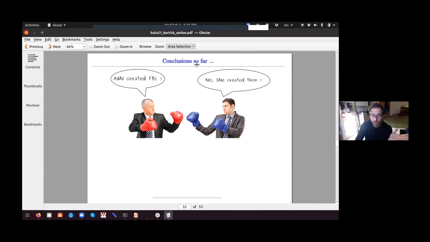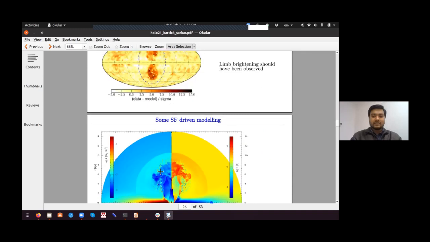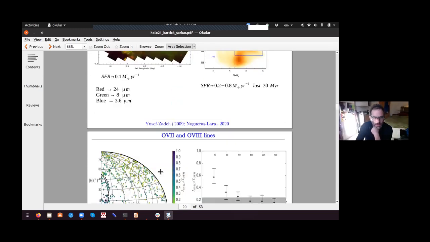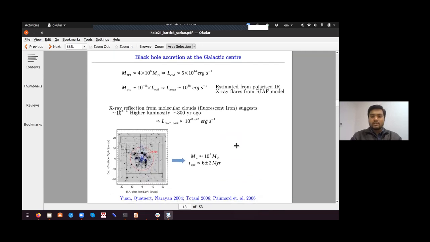I have a question. So you said there's a 300-year time scale based on X-ray echoes off the molecular cloud. Where does that come from? I was confused about that. Do you mean the echo or the estimation? So what happened 300 years ago?